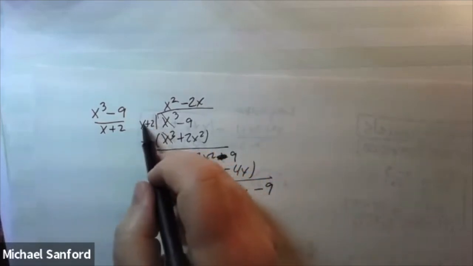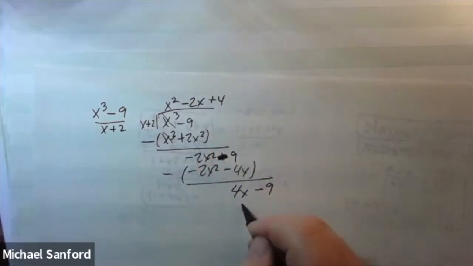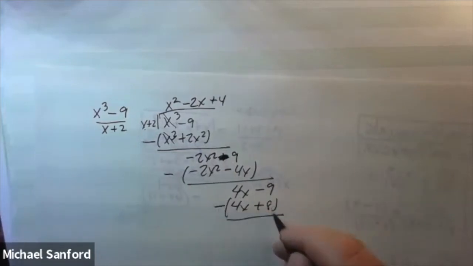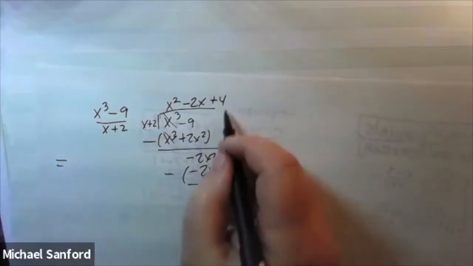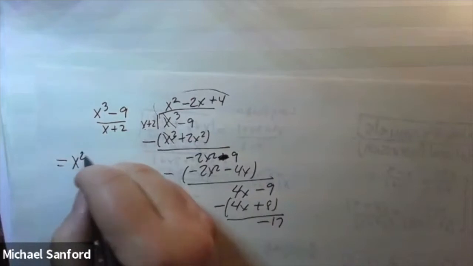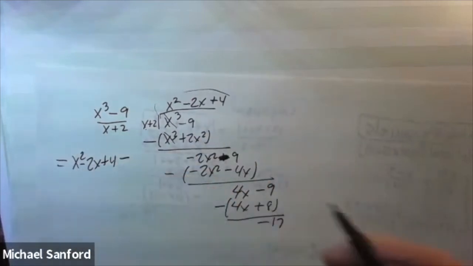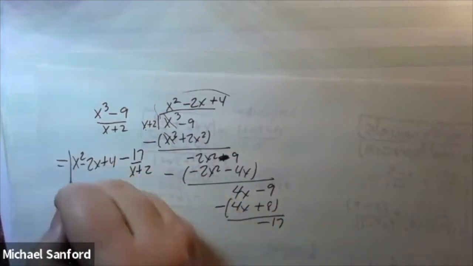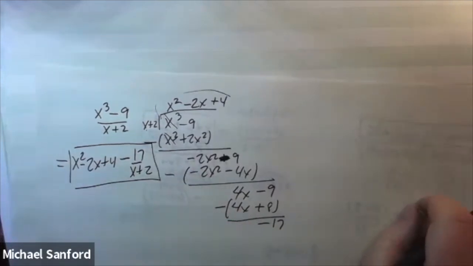And I do it again. What do I multiply x by to get 4x? 4. So I get minus x plus 8. And I subtract, and I get -9 minus 8 is -17. So that means that this thing is equal to the quotient, minus 17 over x plus 2, like that. And I get my alternate way of writing it.